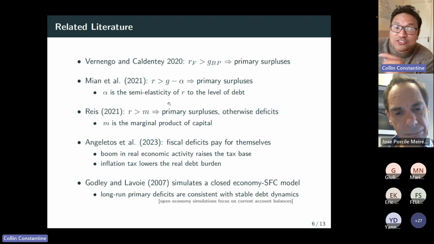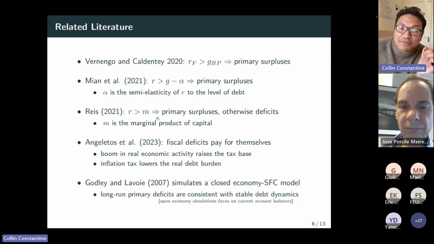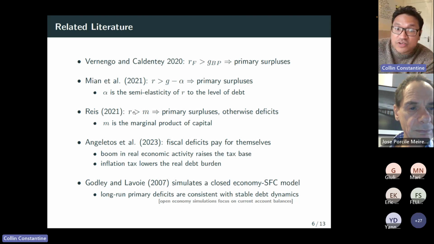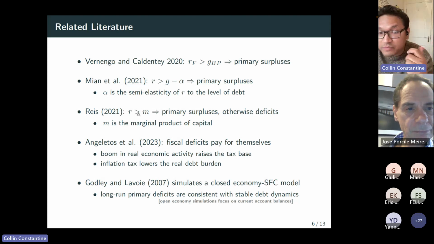Some take a different approach. It's not about G. For them, it's about the marginal productivity of capital. If R is greater than that, then we need a long run primary surplus.